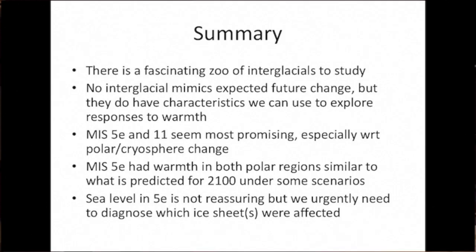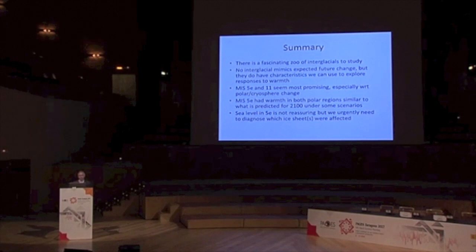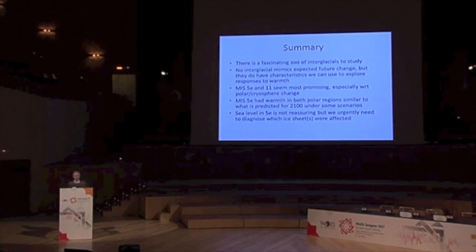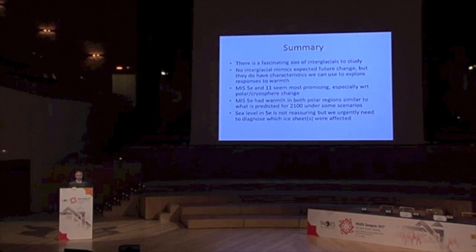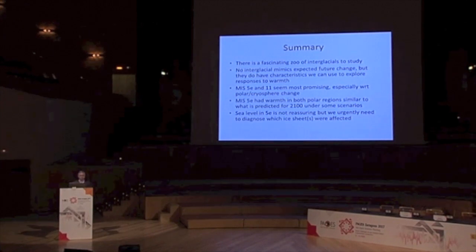So just in summary, we do have something to say as a paleo community about what could happen in the future, and we should make sure that we do work to concentrate on that. There's a fascinating zoo of interglacials to study. However, no interglacial mimics the expected future change, but that doesn't mean they don't have characteristics we can use to explore the responses to warmth. And I've concentrated on the polar regions and sea level, but you could look at temperature gradients and talk about atmospheric circulation, for example. You could look at characteristics where the interglacials might have different hydrological characteristics to the present, which in some regions will be like what we're expecting, and look at the ecological responses to that in those regions.